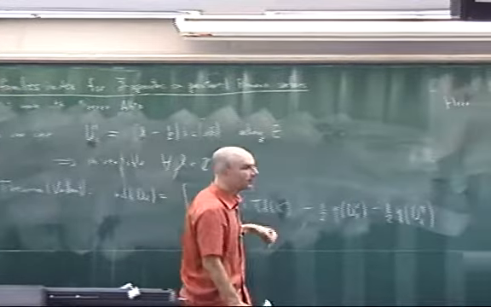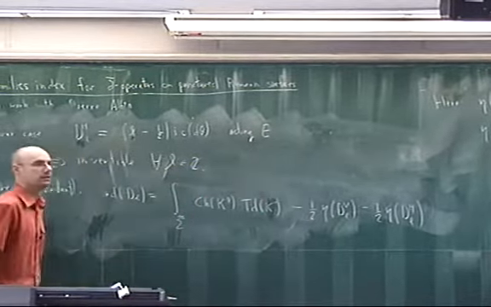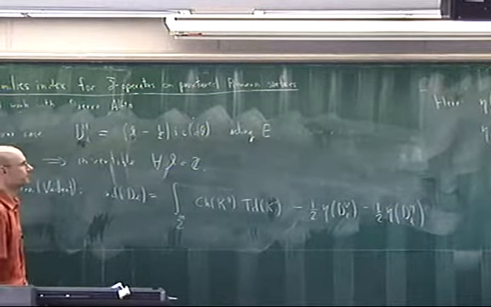So there would be a line bundle in the family case, no? But okay. Yeah.